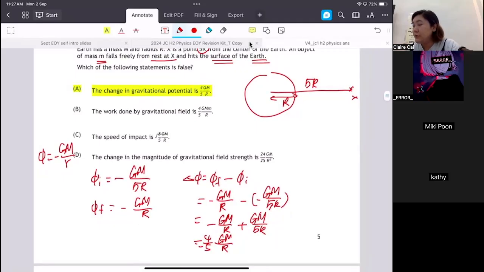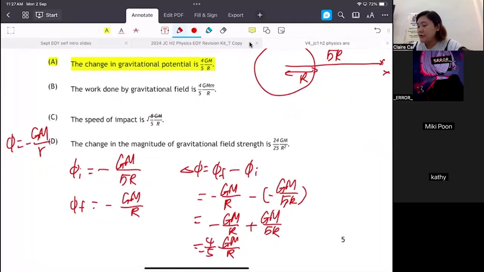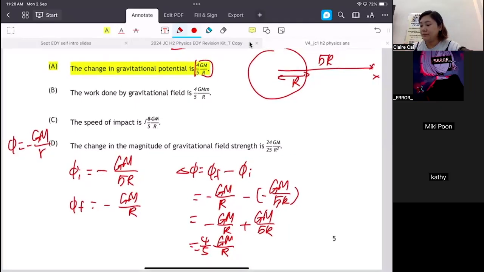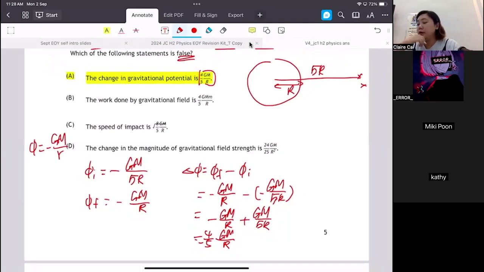Part B, what is it about? They're asking which one is false. If you work it out just now, it's actually negative 1 plus 1/5, correct? So it's equal to negative 4/5. So this one is wrong because it's missing the negative. And it makes sense, going closer towards the earth, it should be losing GPE.